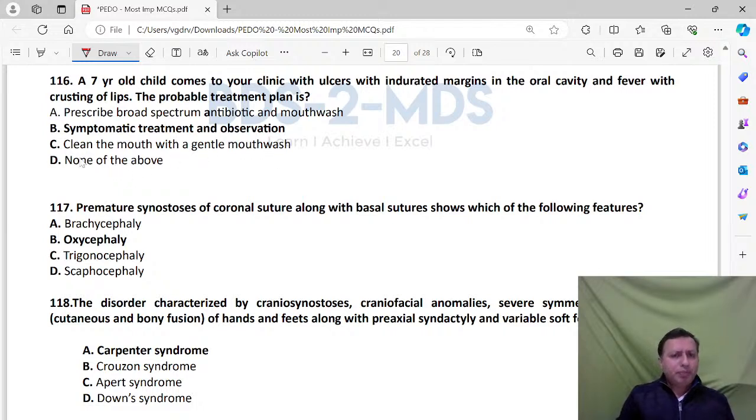Okay. So according to the symptoms that you are seeing, that the patient has ulcers, indurated margins in the oral cavity, and has fever, you'll give symptomatic treatment and just recall the patient for review and follow up. Okay. Don't immediately prescribe broad spectrum antibiotics or mouthwash. Just give the symptomatic treatment, recall the patient, and check what is the probable cause of the lesions.